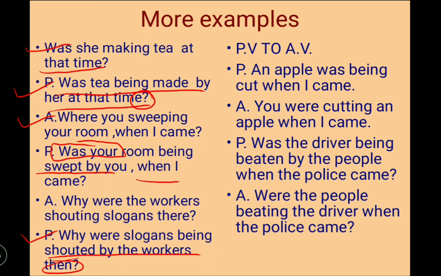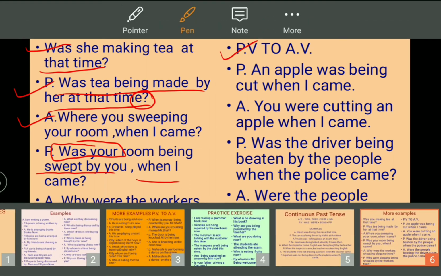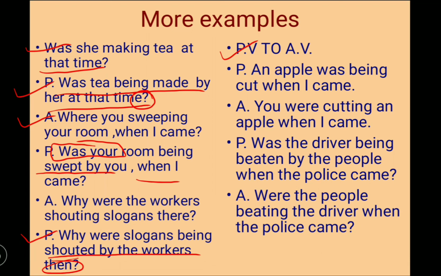Some examples from active to passive also. An apple was being cut when I came. You were cutting an apple when I came. In this sentence, we have added the subject because subject is not given. Was the driver being beaten by the people when the police came? Were the people beating the driver when the police came?